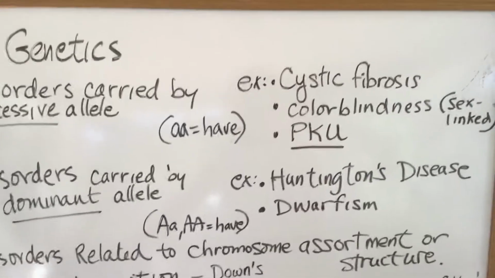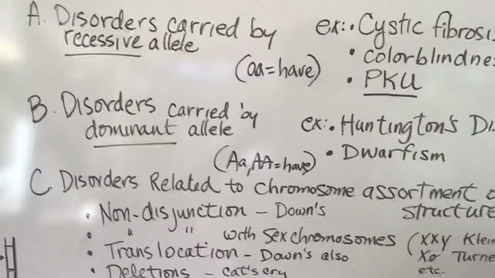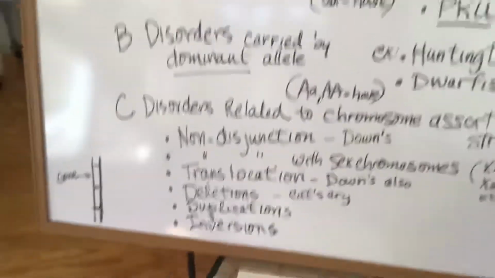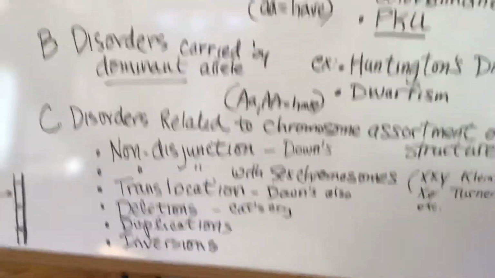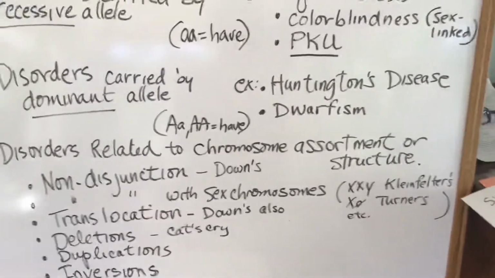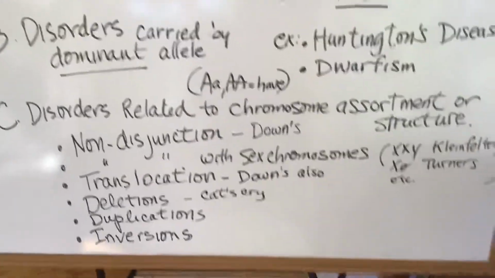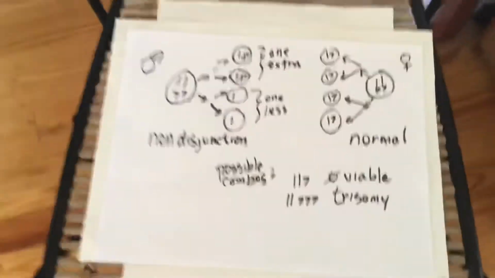Because if you have the allele for it, you're going to pass that along. All right. The other thing is that the disorder is related to chromosome assortment or structure. So one big one is something that we call non-disjunction, and this is what causes Down syndrome. So let's look at what causes that.